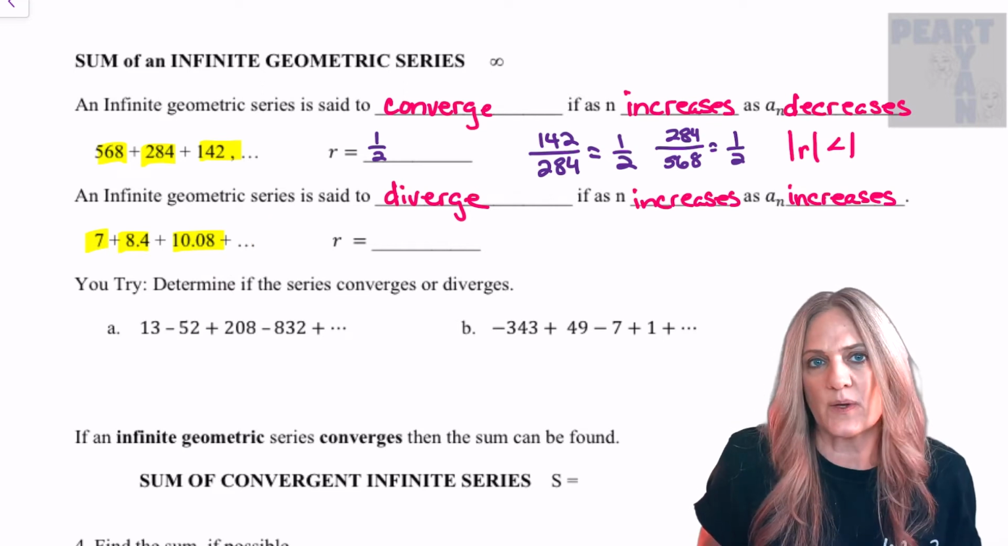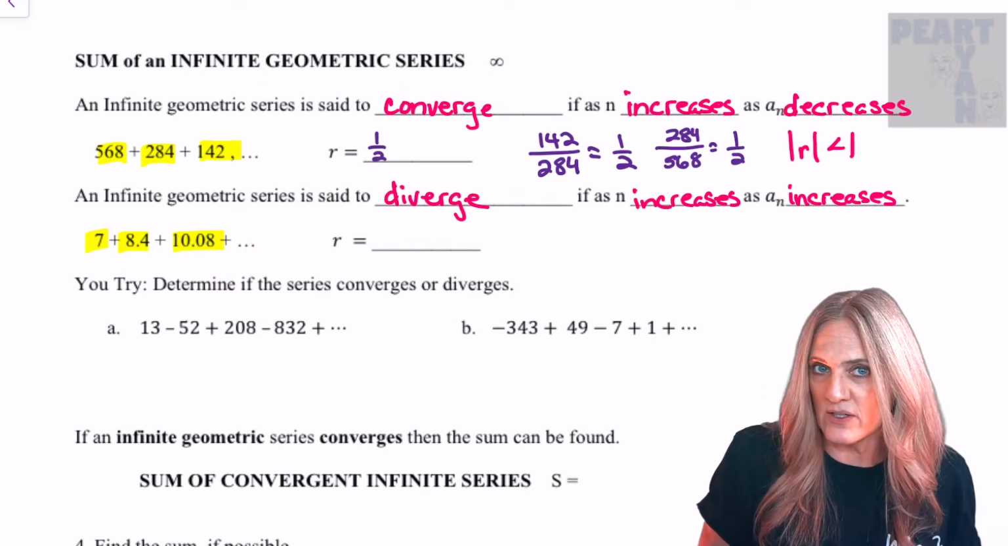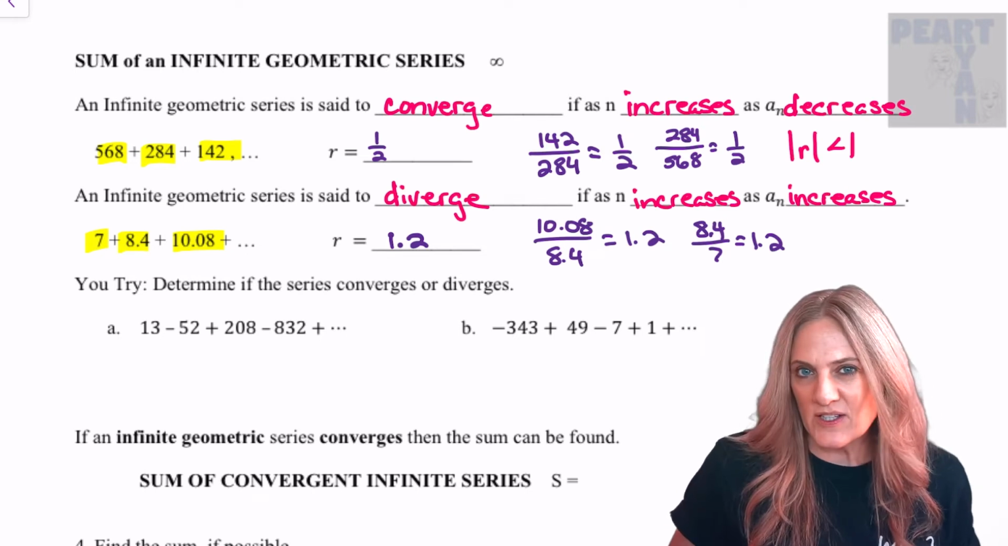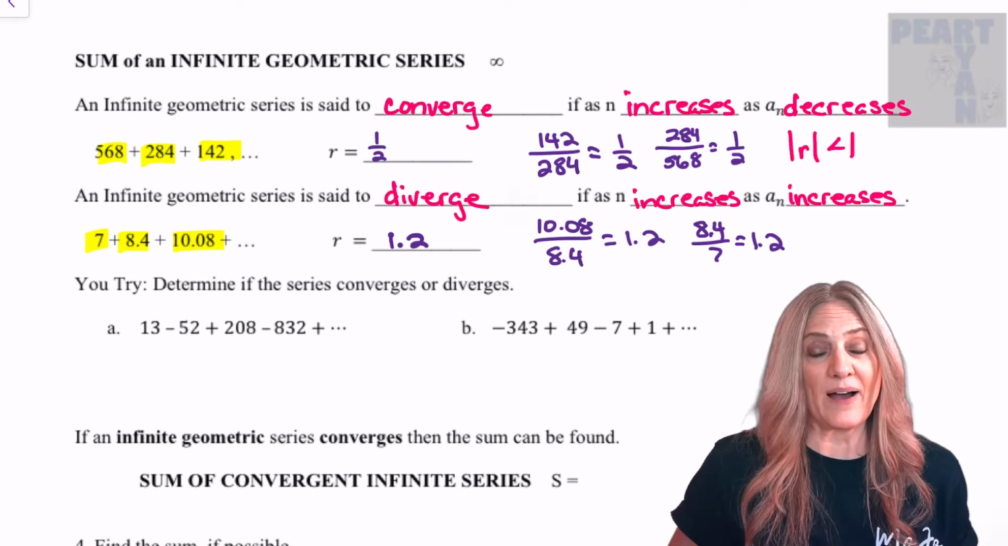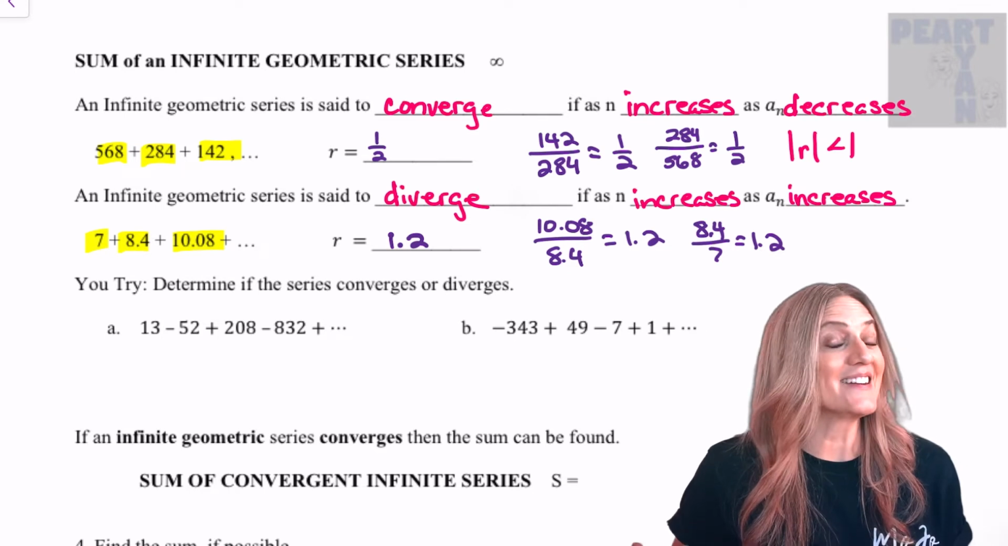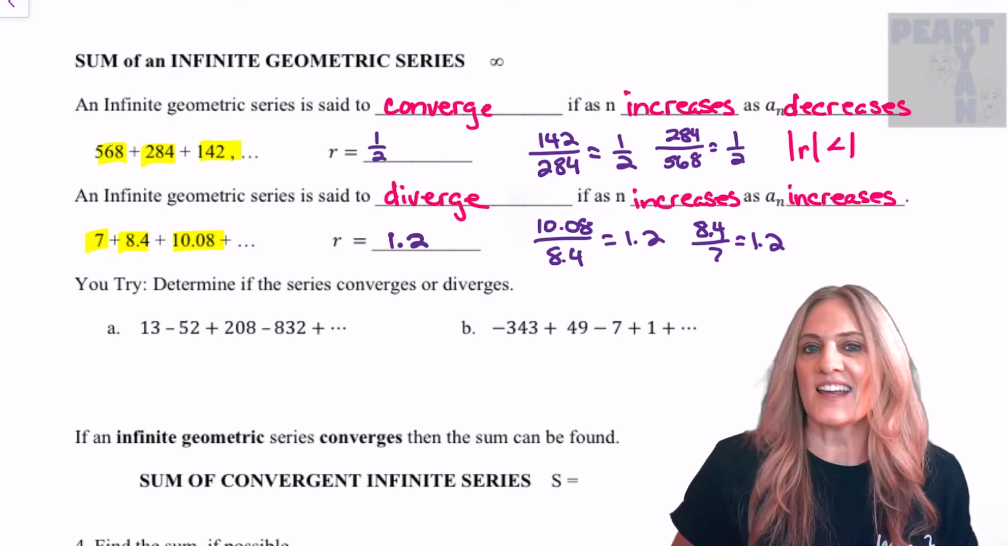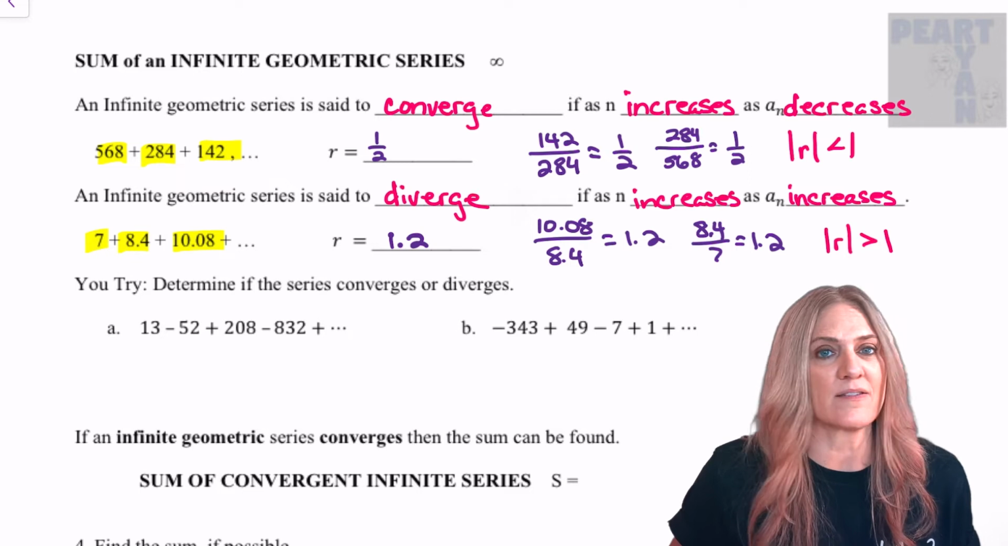What's our common ratio here? Term divided by previous term. Our common ratio is 1.2. What's your conjecture about an infinite geometric series that diverges? Yes, anytime the common ratio is greater than 1.